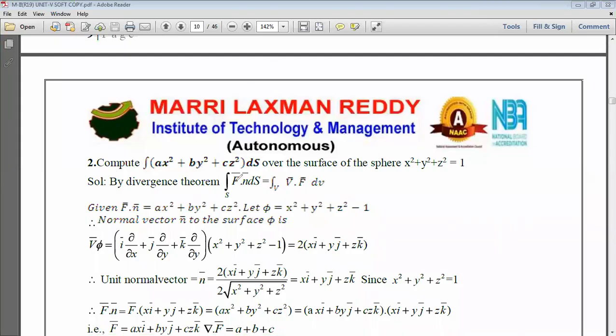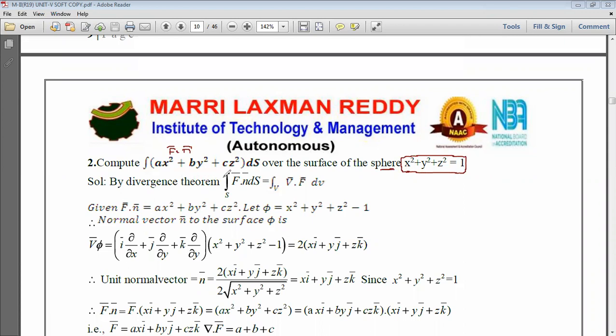Second problem. Compute the integral of ax square plus by square plus cz square ds over the surface of the sphere x square plus y square plus z square is equal to 1. Here they didn't mention anything about verifying, so it means we can calculate. They already gave f bar dot n bar ds. Is this in the form of the integral of f bar dot n bar ds or not? The surface is x square plus y square plus z square equal to 1. They gave the sphere equation.